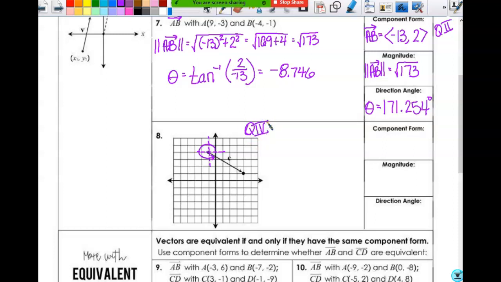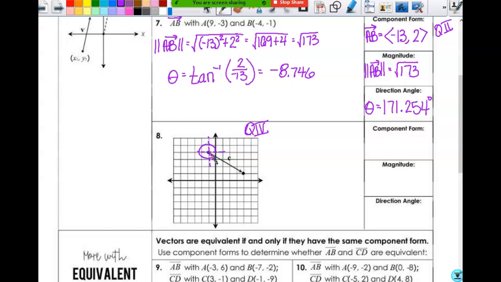For component form, I could find the two ordered pairs here and do my subtraction, but I can also just count. Yes? How is that quadrant 4? Because if I'm just talking about the direction that this is pointing, it has nothing to do with this x and y. It has to do with the unit circle type thing, where if I start here at 0 and I rotate around, that angle right there is a fourth quadrant angle. Does that help? Yeah? Okay.